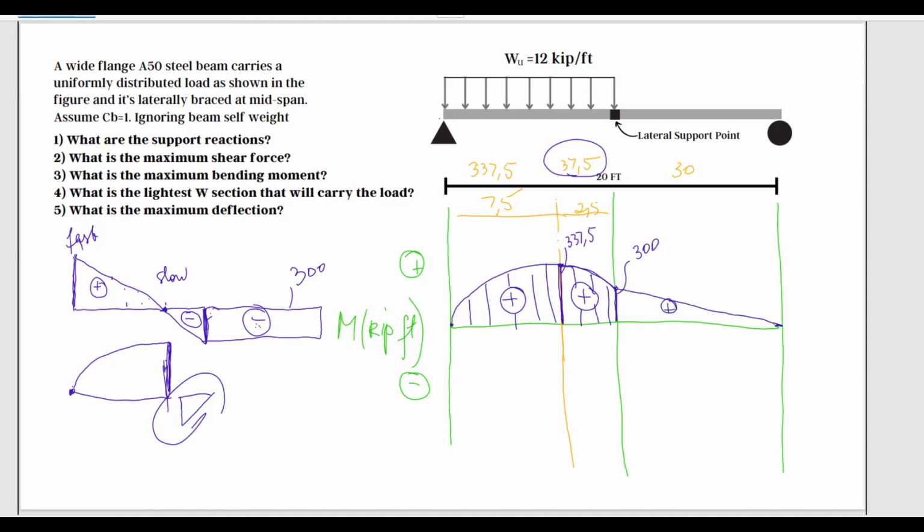And this is positive, and this is linear. And I end up at 0, which is great because at the support, the moment is 0. This is what we need to have. And there you go. This is how we just finished drawing the bending moment diagram. And the maximum bending moment, it's here at this point, and it's 337.5. And it's where the shear diagram intersects this line where shear is 0, the moment is maximum. Wonderful.